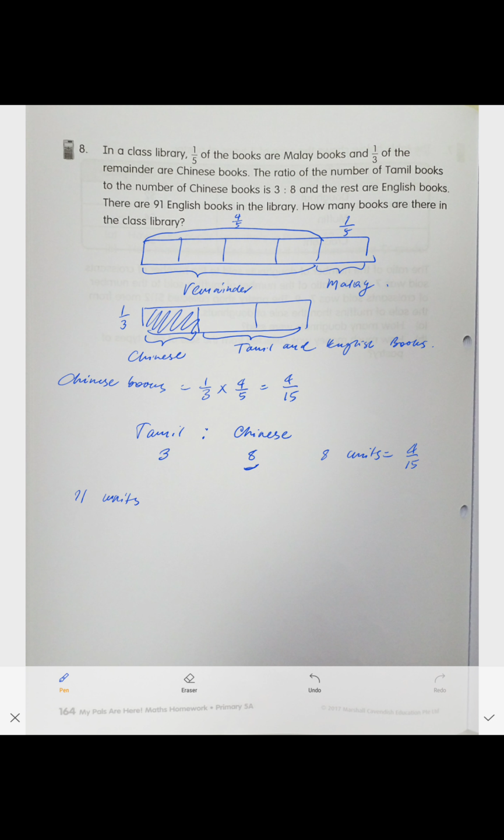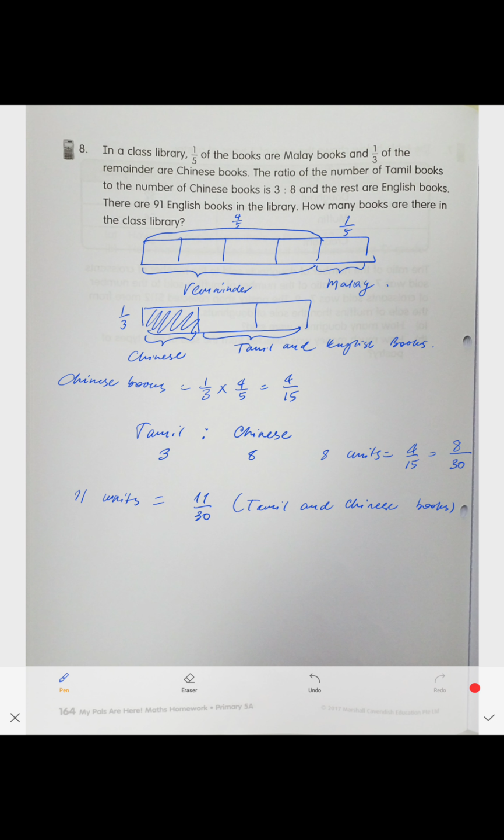All right. So we want our 8 units to be comparable with this number, so we need to transform this fraction. 4/15 is 8/30. It's the same thing, we're just transforming it, so this number is the same number. So our 8 units correspond to 8/30 of the total number of books, and then our 11 units become 11/30. And this is Tamil and Chinese books.